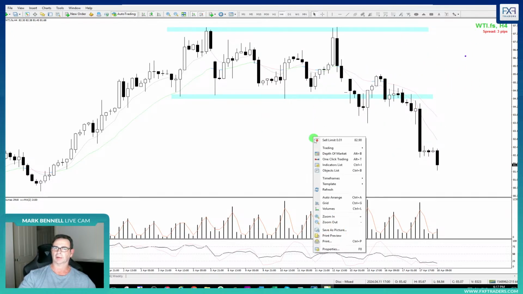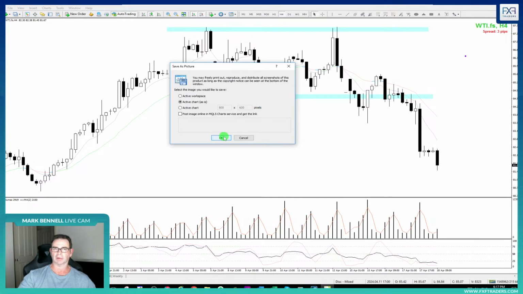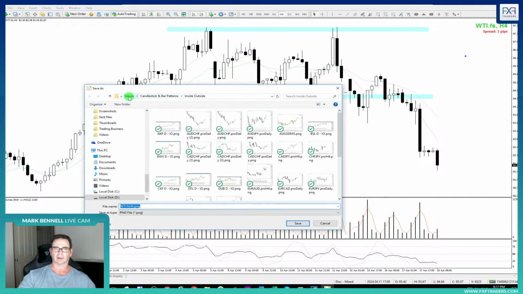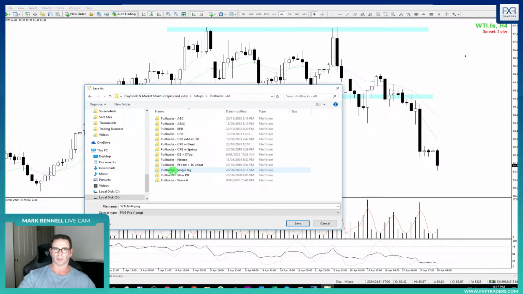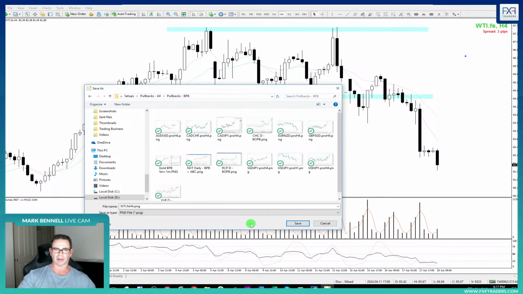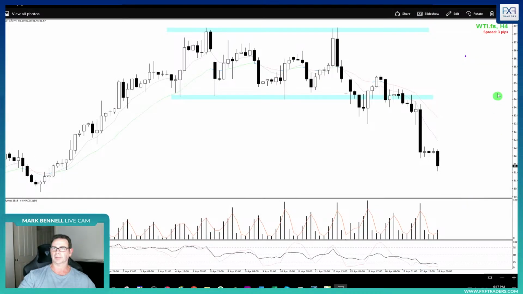All right. In fact, I'm going to add that one. All right. So chart, setups, pullbacks. Most of you know. Look at all my different types of pullbacks. All right. So we've got the breakout pullback. There we go. Add it. There we go. Breakout pullback.